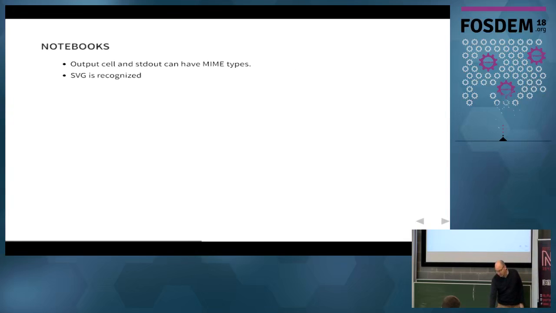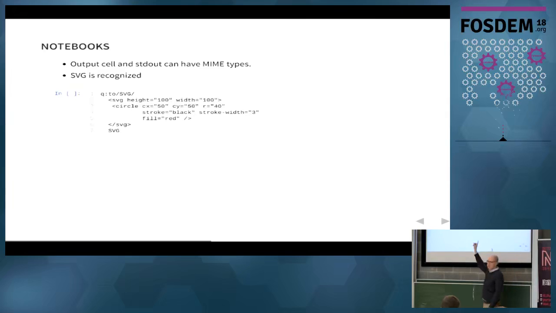OK, so output cells and standard out can have MIME types. So let's say we have a little expression here that's just in SVG. This Q is just a Perl 6 quoting construct. This says, here's a here doc. And this is a very tiny SVG. If we run this, we're going to get a red circle. So it says, oh, it's an SVG. I'll render it as an SVG.